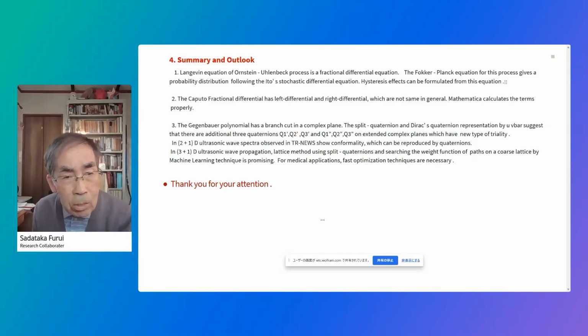In 2+1 dimensional ultrasonic wave spectra observed in the time reversal based nonlinear elastic wave spectroscopy showed conformality, which can be reproduced by quaternions. And in 3+1 dimensional ultrasonic wave propagation, the lattice method using split quaternions, searching the weight function of paths on a coarse lattice by machine learning technique, is promising. And for medical applications, fast optimization techniques are necessary.